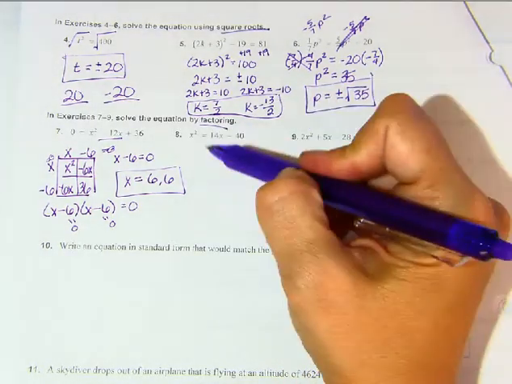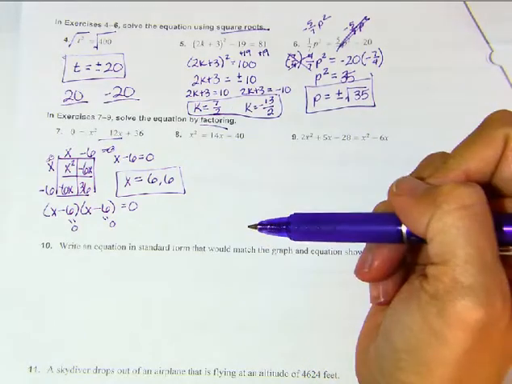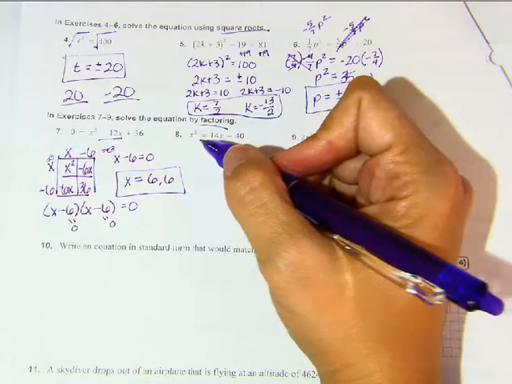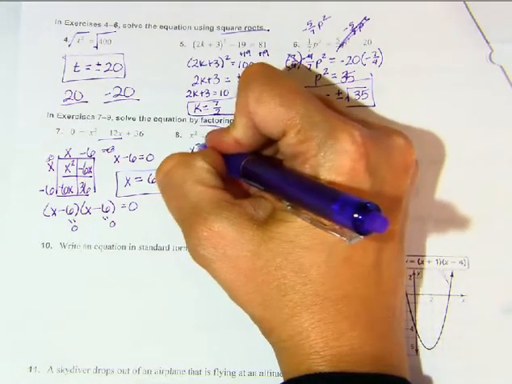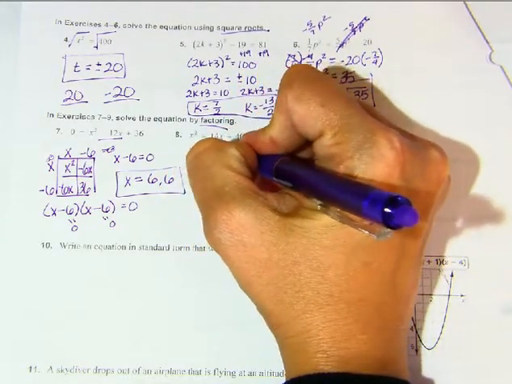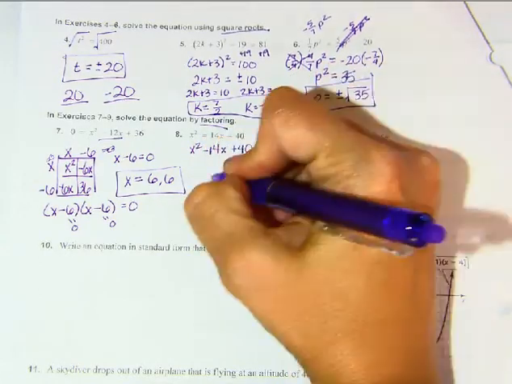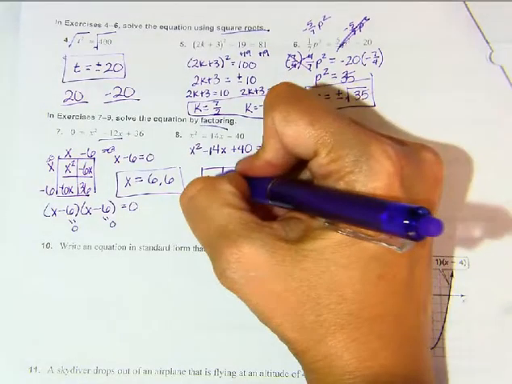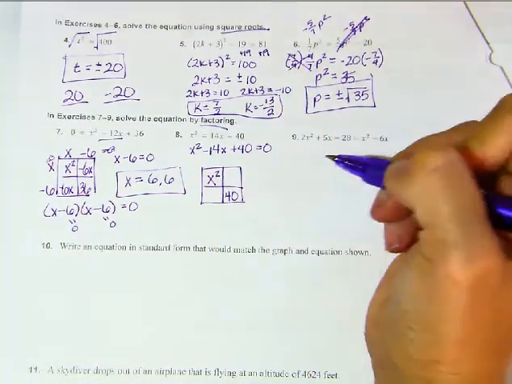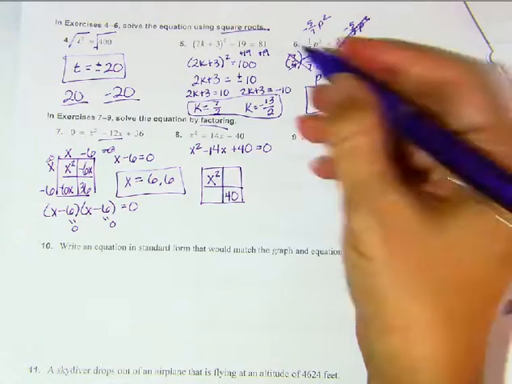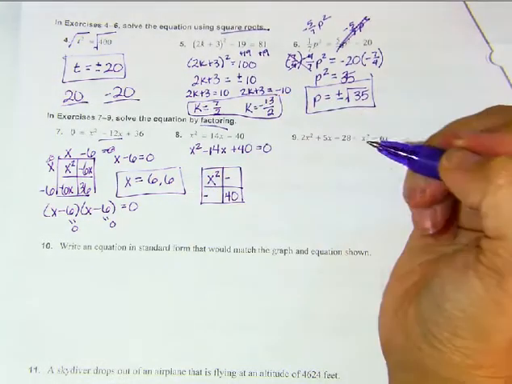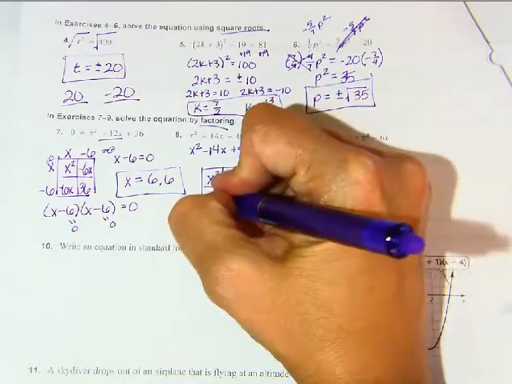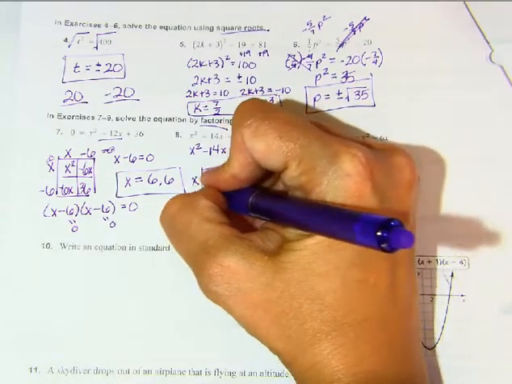Okay, so for number 8, we need to first get it equal to 0. So I do, especially when factoring, I like leaving my x squared positive. So I'm going to have x squared minus 14x plus 40 equals 0. So I have my first term, I have my last term, multiplies to 40 but adds to a negative. Well, that'd be 10 and 4, so I have 4x, 10x, so I have an x minus 10, x minus 4.